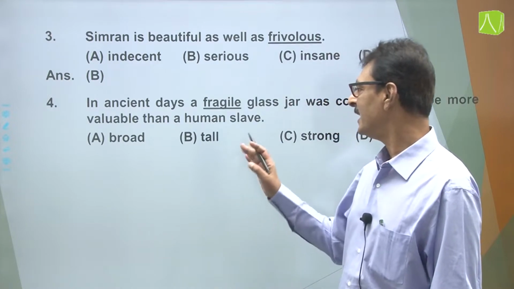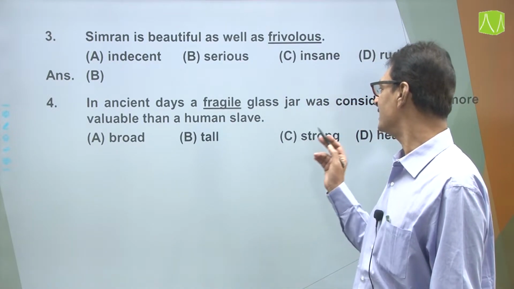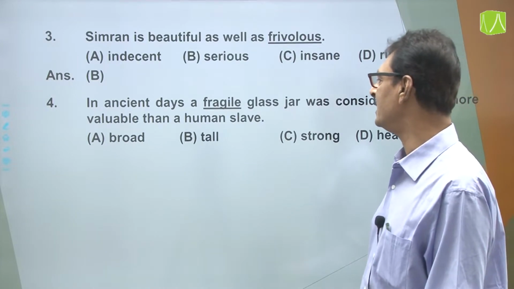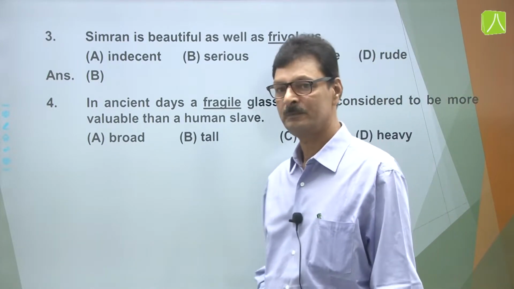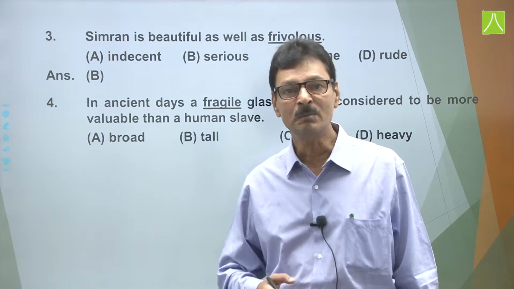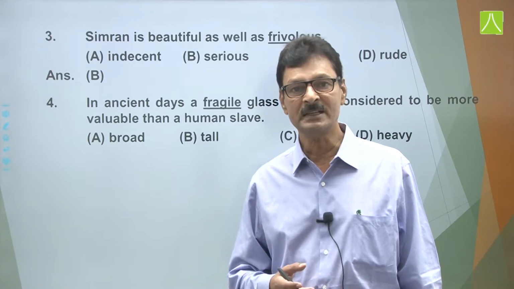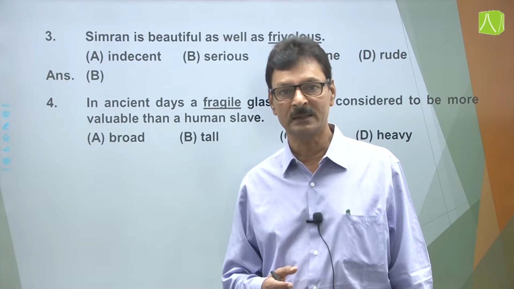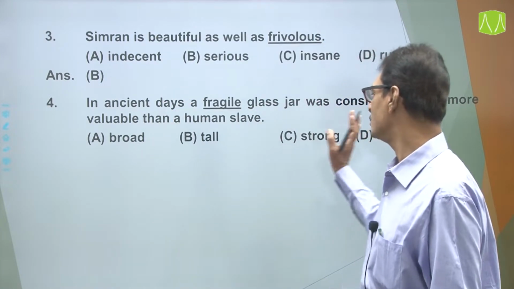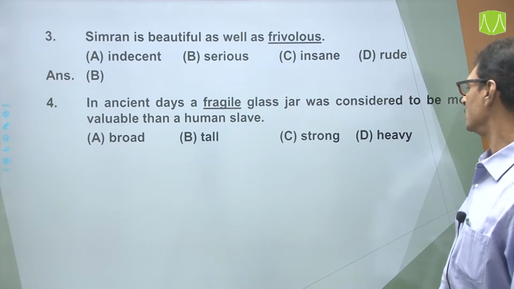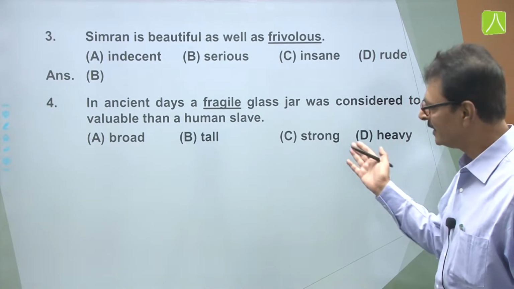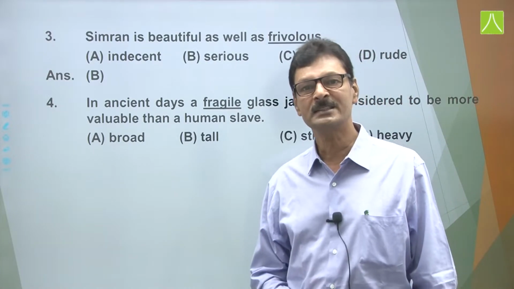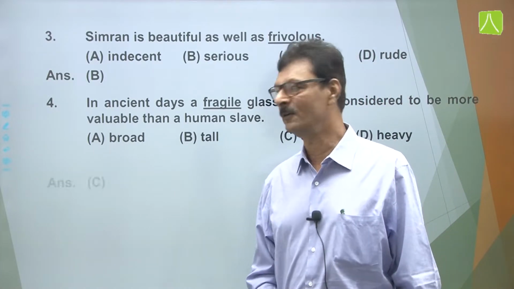Next one: in ancient days a fragile glass jar was considered to be more valuable than a human slave. What do you mean by the term fragile? Fragile is breakable, soft, जो जल्दी टूट जाता है. So, what will be the opposite? Choose the correct option: broad, tall, strong and heavy. Straightaway, the opposite of fragile is option C, that is strong.